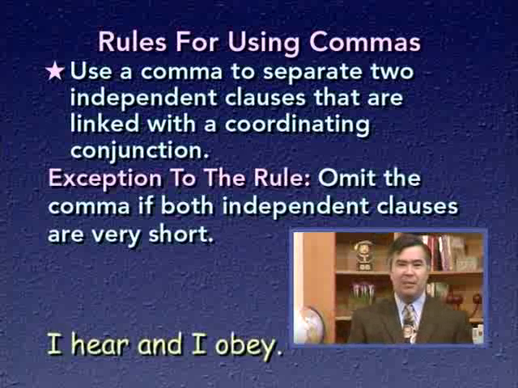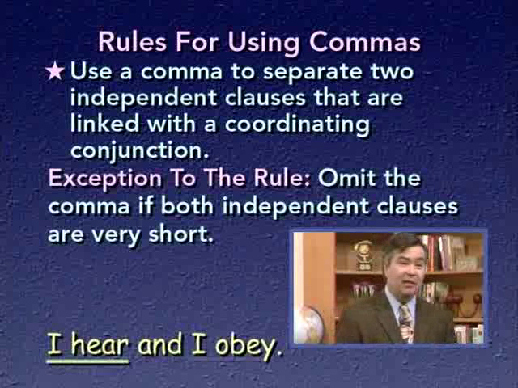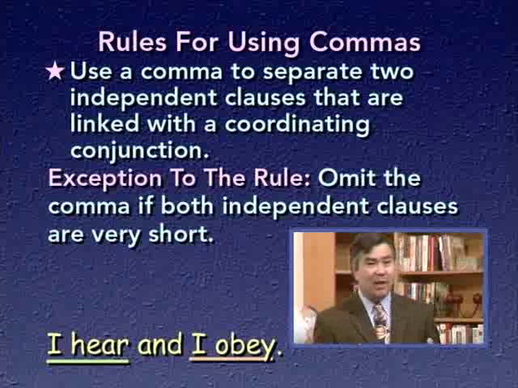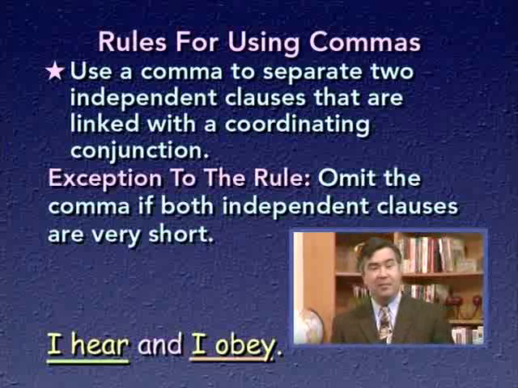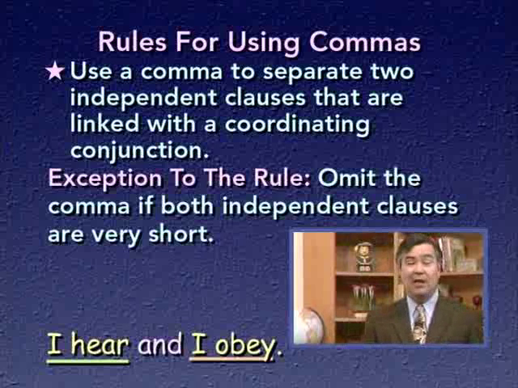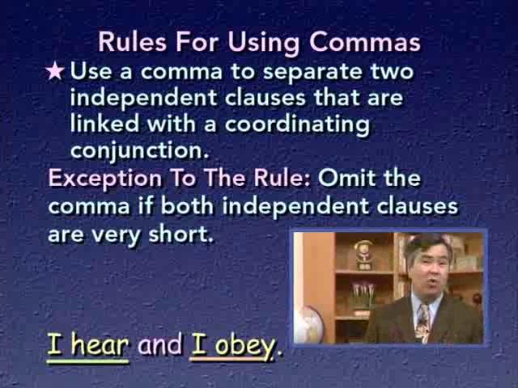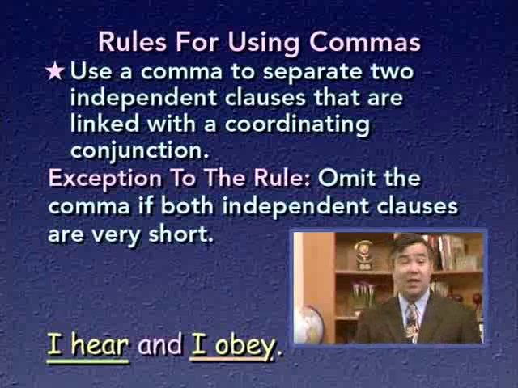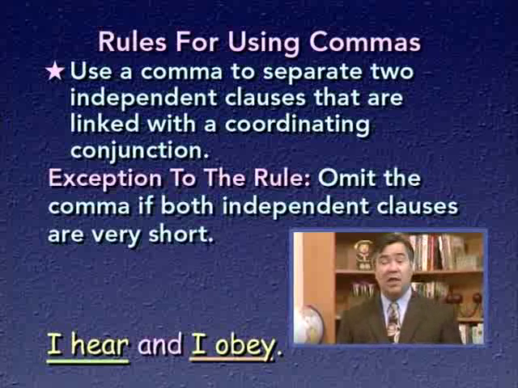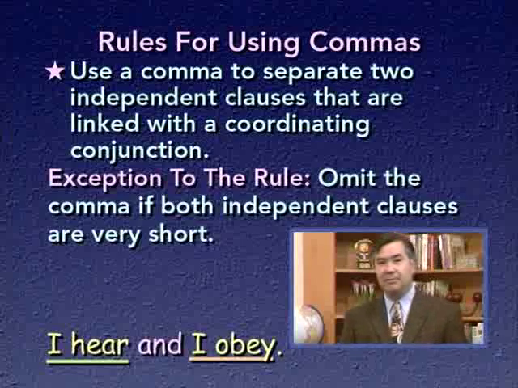Here's a simple example. I hear and I obey. Here we have two independent clauses, I hear, I obey, and they're joined by the coordinating conjunction and. You could put a comma before the conjunction and if you want, but because the clauses are so short and the sentence is so quick and easy to read and understand, it doesn't really seem to be necessary. So this is an exception to the rule. You can omit the comma if both clauses are very short.